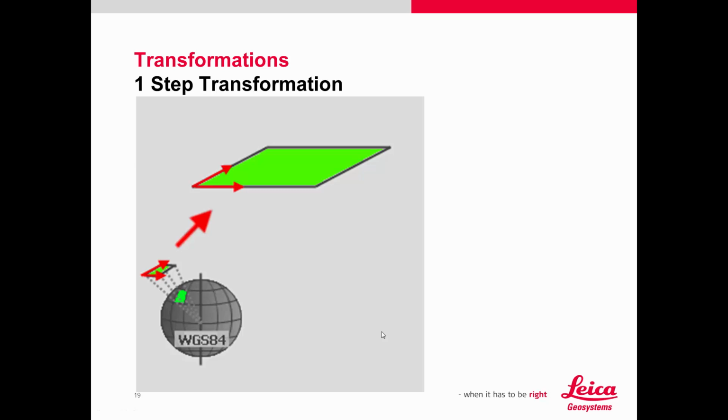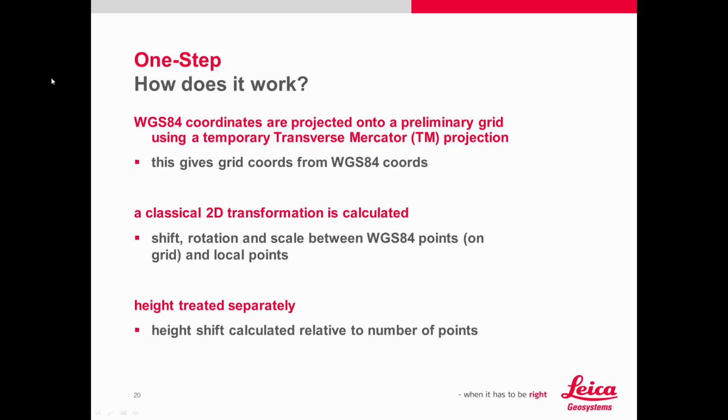Okay, so what is next? If you don't have the information about the local ellipsoid or projection, or both, we can go for the one step. How does it work? Actually, WGS84 coordinates are projected on a preliminary grid using a temporary transverse Mercator projection. TM is one of the projection types. This gives grid coordinates from WGS84 coordinates. After that, we are making something like a classical 2D transformation, and actually height is treated separately. Actually, this step is done in the background. We don't feel it using Infinity or LGO.